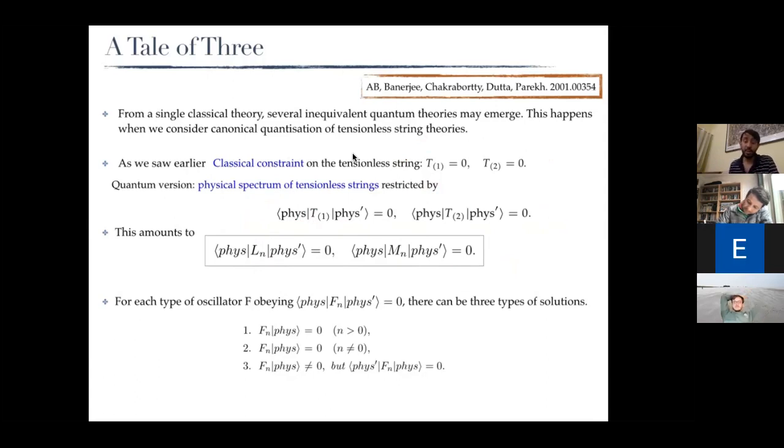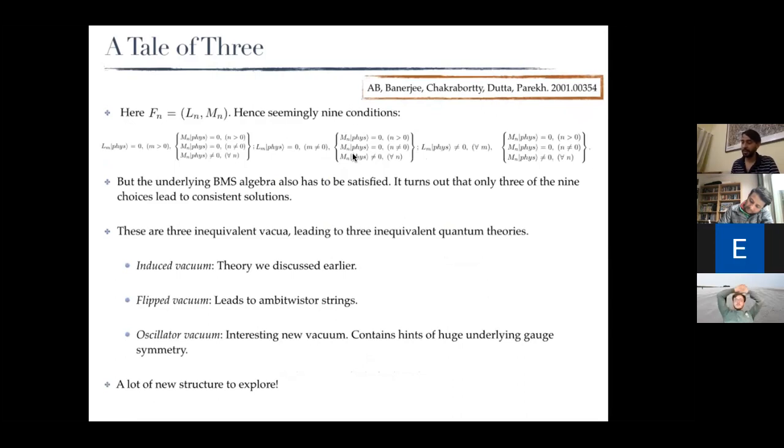Now it so happens that you can have multiple ways of trying to impose this. I will not go into the details of this. What happens is that there are 3 inequivalent vacua, and they lead to 3 inequivalent quantum mechanical theories. I discussed what the induced vacuum was out here. There is something called the flipped vacuum that leads to the bosonic version of ambitwistor strings. And there is the oscillator vacuum, which I briefly mentioned here. This is a new vacuum, and it has the hints of a huge underlying gauge symmetry. So there's a lot of new structure here that we have to explore.